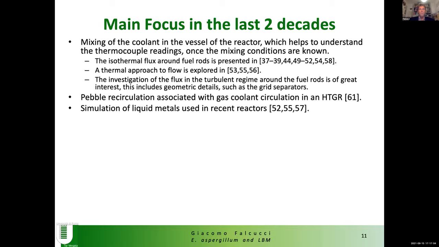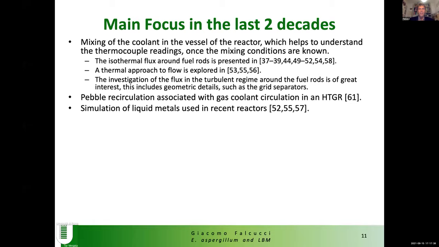So there are many papers focused for the fission reactors on the fuel and on the flux, excuse me, around the fuel rods. Then the approach can be both thermal or athermal. And then there are many papers on the turbulent regimes around these fuel rods, which is of great interest. Then there is the problem of pebble recirculation associated with gas coolant in high temperature gas reactors.